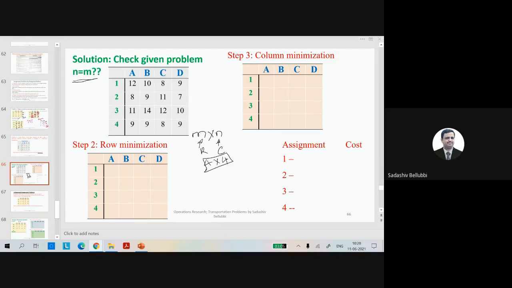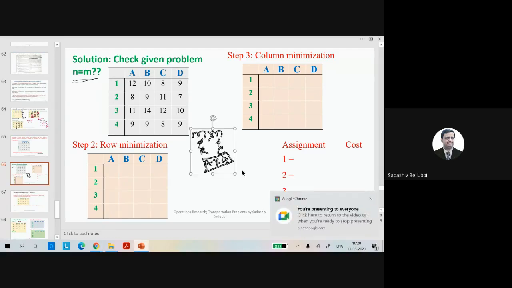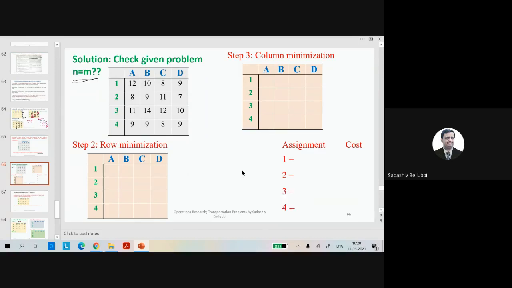We'll move on to the second step, that is row minimization, or the row iteration. What is the condition, how do we solve this row minimization? First, we need to identify the minimum number in each row, which should be deducted from all the elements. In the first row, 8 is the minimum number. 12 minus 8 is 4, 10 minus 8 is 2, 8 minus 8 is 0, 9 minus 8 is 1.